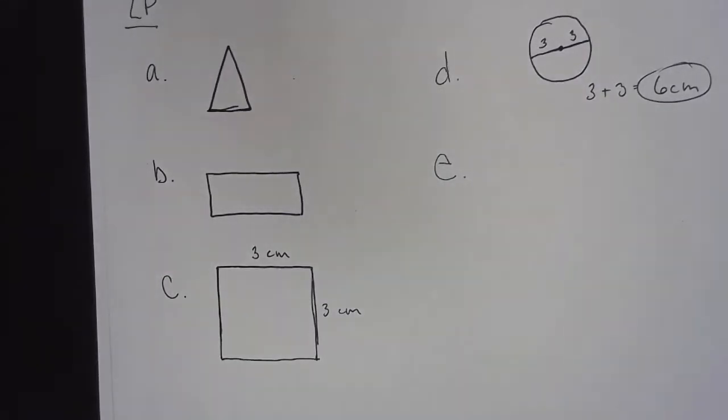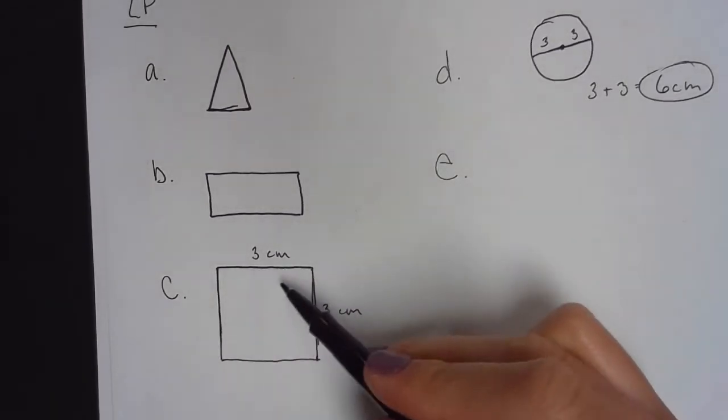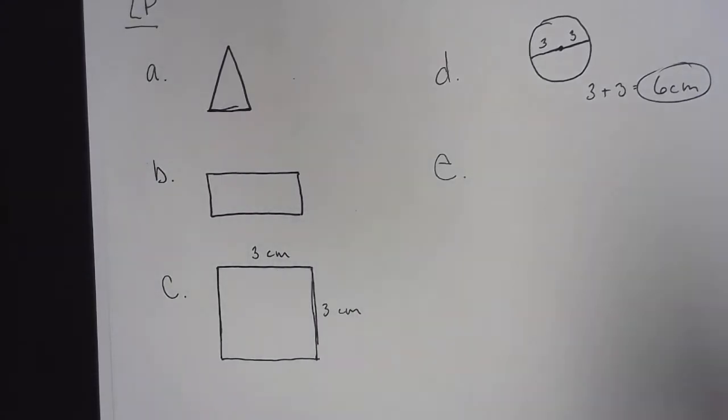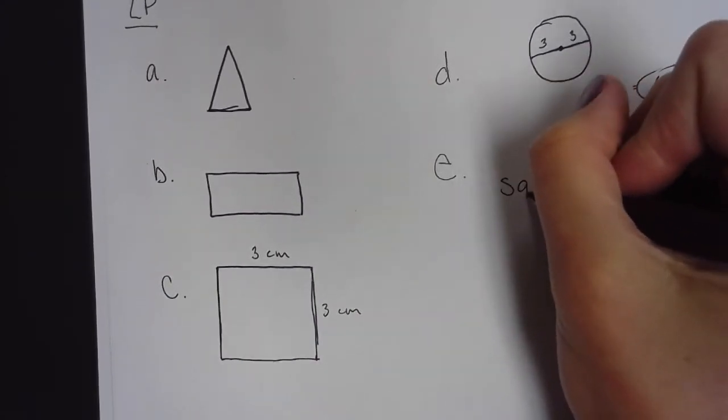Letter E, what is another name for a rectangle whose length is equal to its width? Well, that means all the sides are the same, so that's going to be a square.